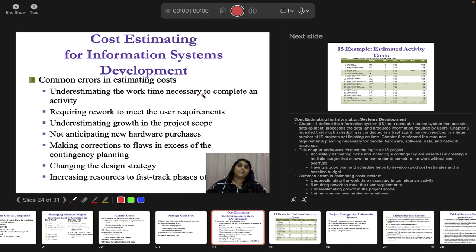When you are estimating your cost, you don't know the right person, the right supplier, you don't know the actual activity, so you just estimate that this activity is going to be 10 weeks, whereas the activity can be done in 5 weeks. Okay, all this is the kind of error that will happen when you are estimating your cost. So make sure you go through this.